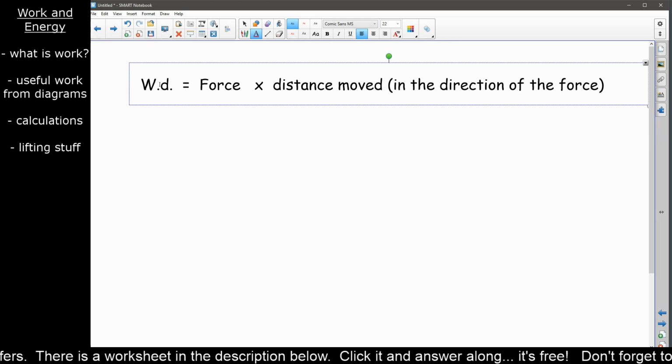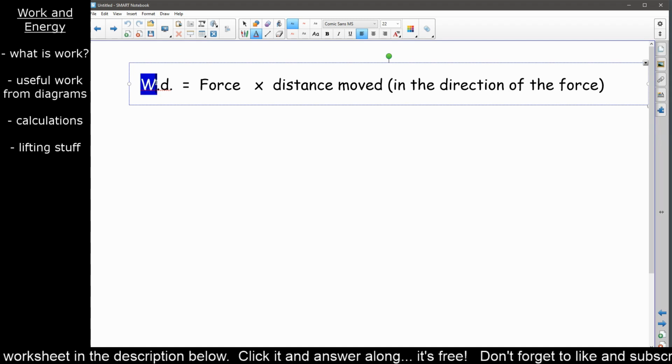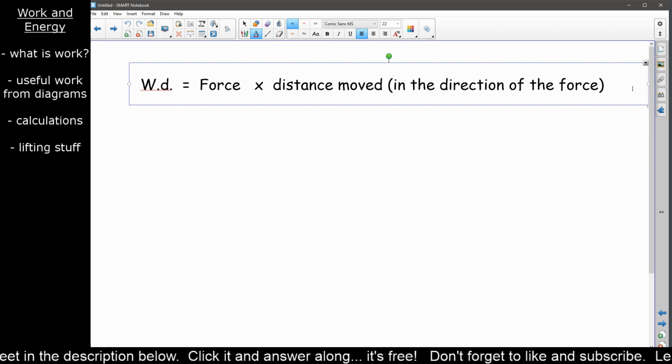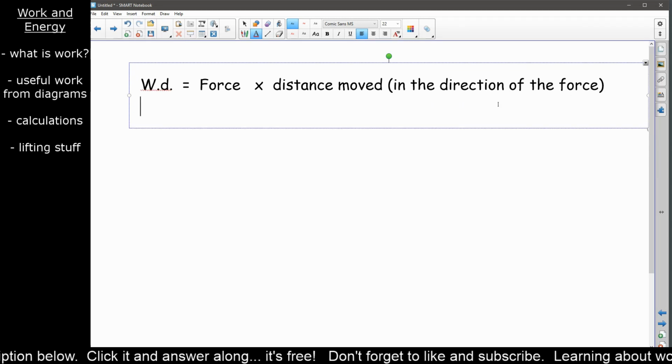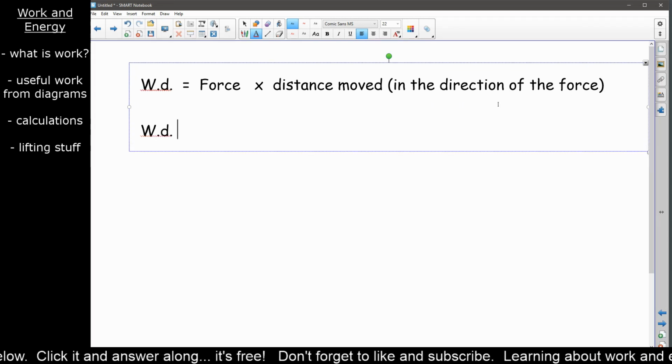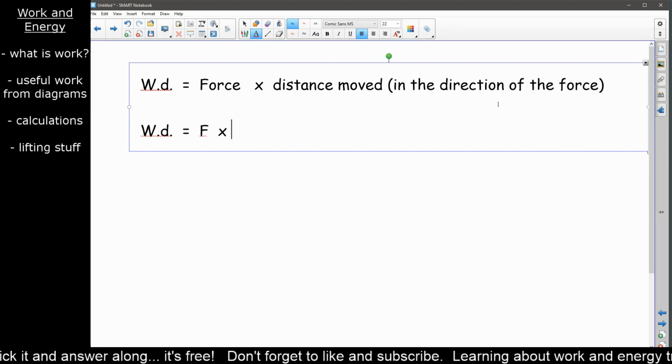Now notice I'm not using W here or anything like that, because W is weight, and we've been looking at that in a couple of our equations, and weight appears again in these ones. So we'll make W.D. be work done. That means that work done is equal to force times distance.